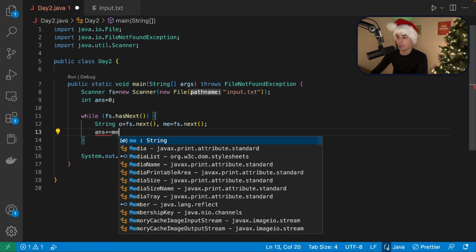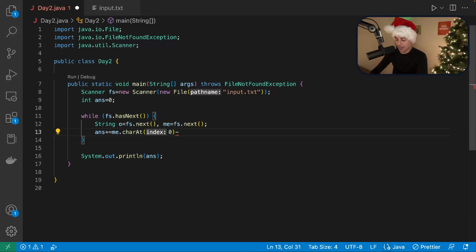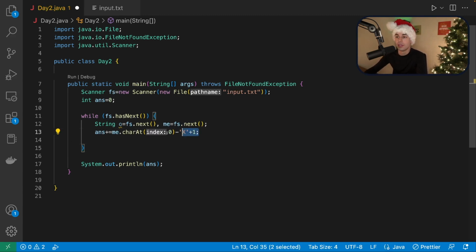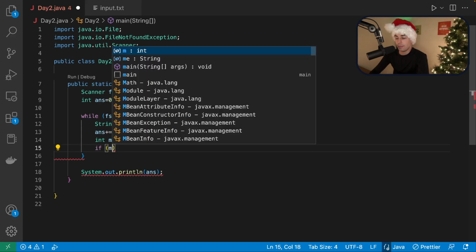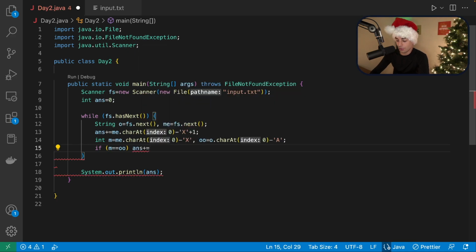So ans plus equals me.charAt(0) minus X, I guess plus 1, because you get one for X. So this gives you that. Then we need to see whether we won or not. So int m equals, or it was m equals me.charAt(0) minus X. And then we'll say o equals o.charAt(0) minus A. Okay. So if m equals o, then ans plus equals 3.